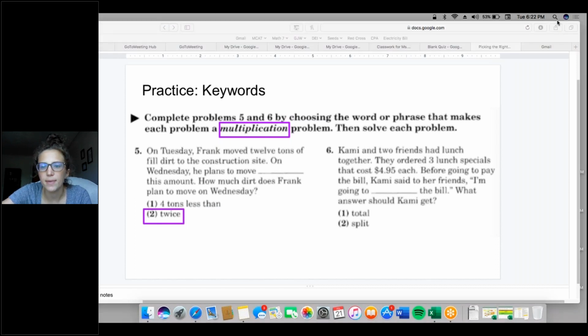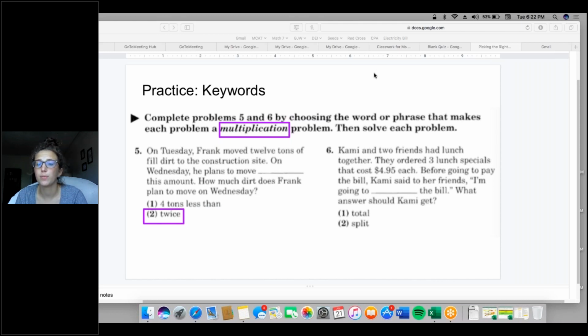Number 6 says Cami and 2 friends had lunch together. They ordered 3 lunch specials that cost $4.95 each. But before going to pay the bill, Cami said to her friends, I'm going to blank the bill. What answer should Cami get?